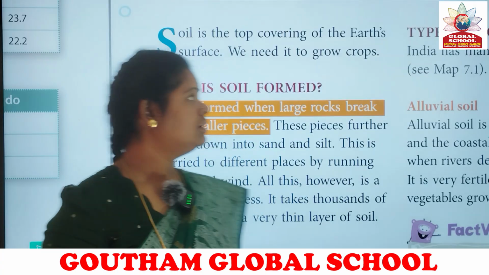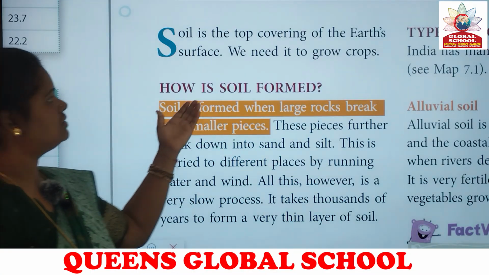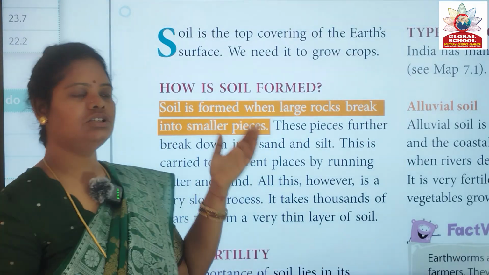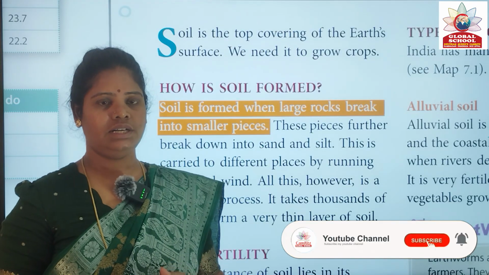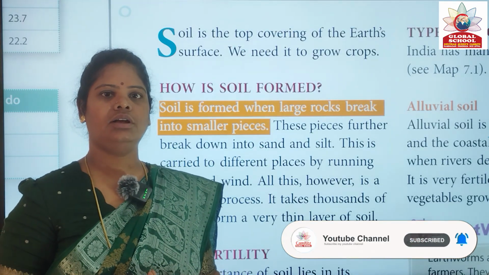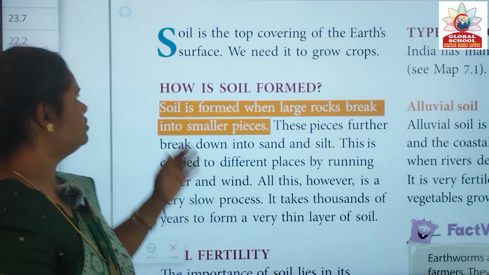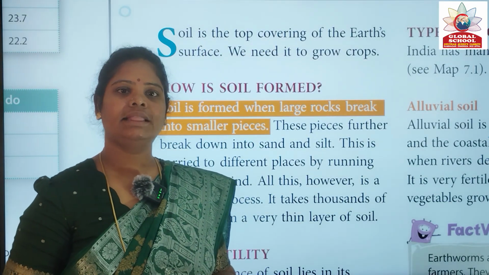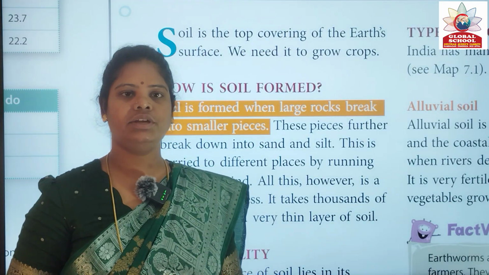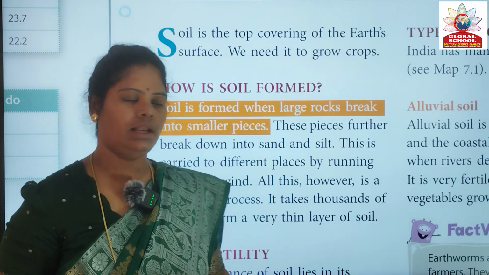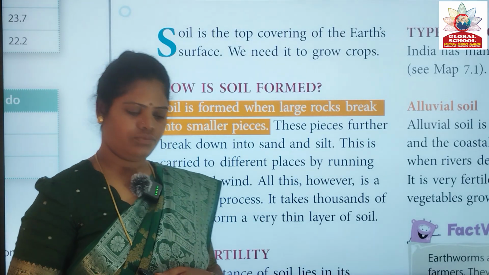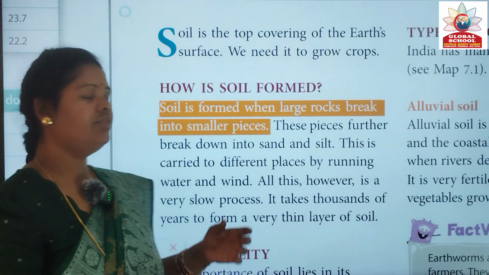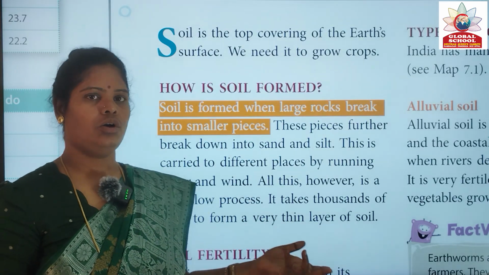Going to learn about soils. So what is soil, how was the soil formed, and what are the different types of soils? We are going to learn from this lesson. So soil is the top covering of the earth's surface, the topmost thin layer on the earth's surface. We are calling it soil. Soil is helpful for growing crops, very important to grow the crops.